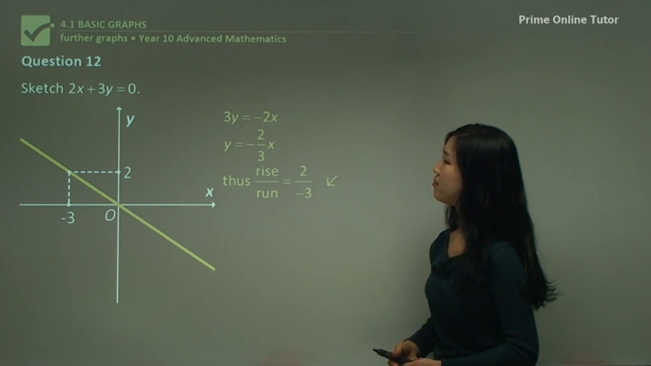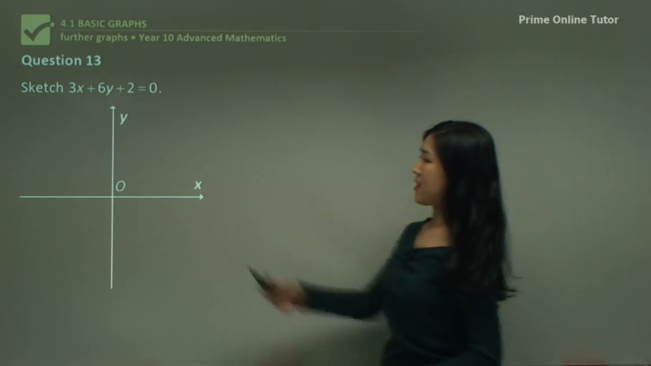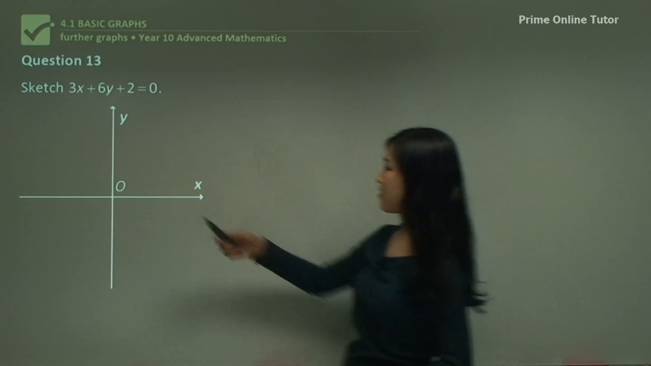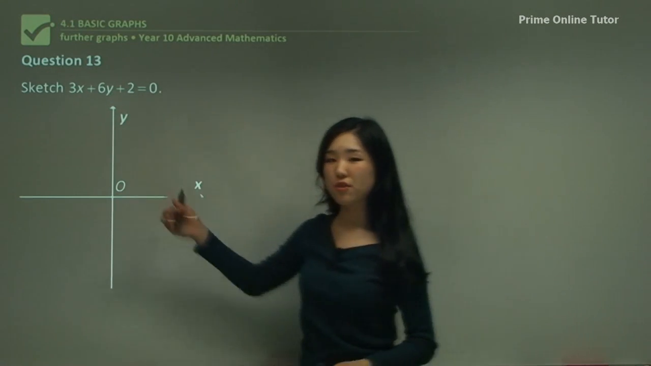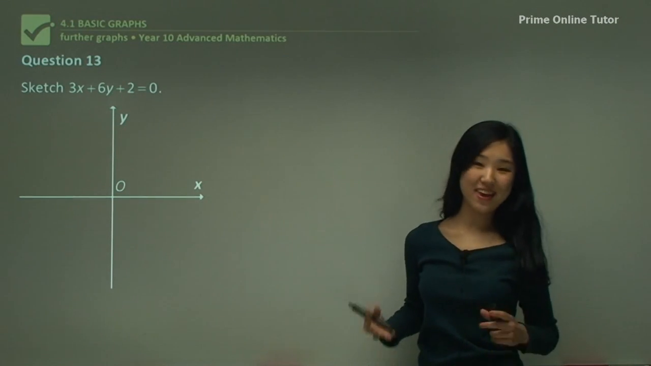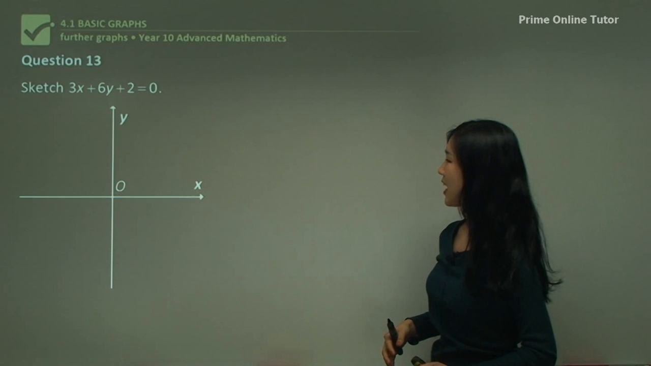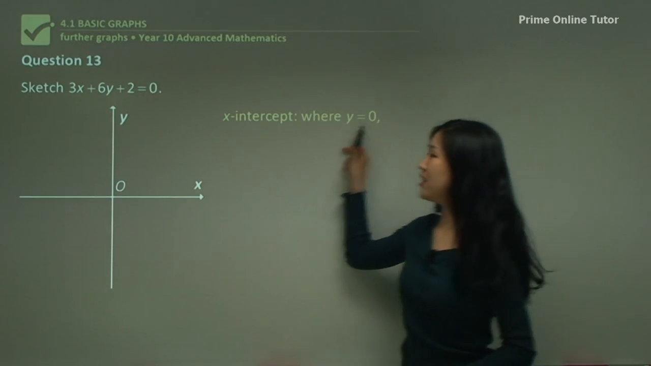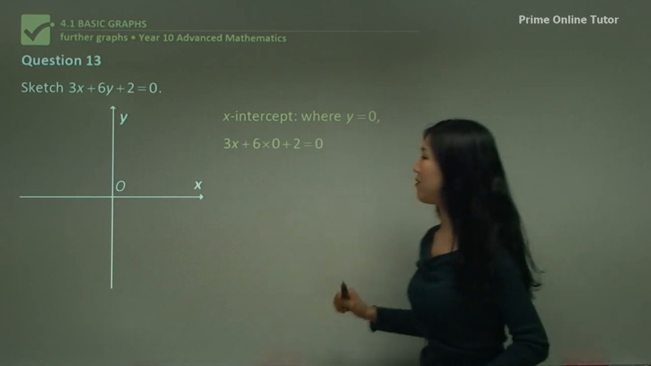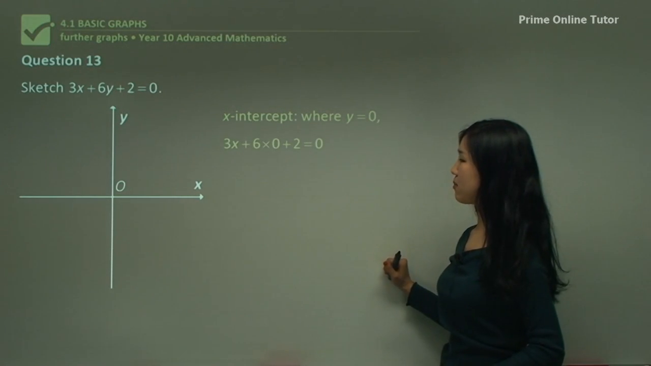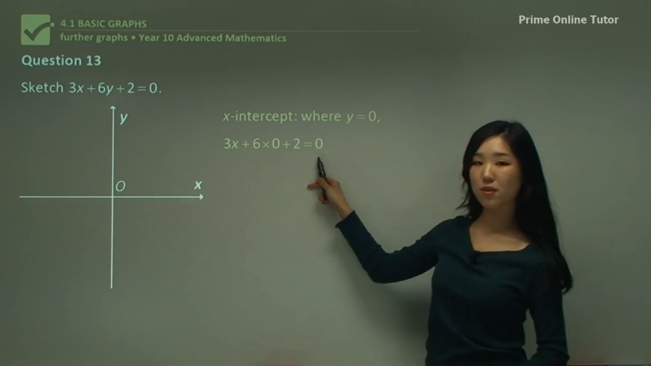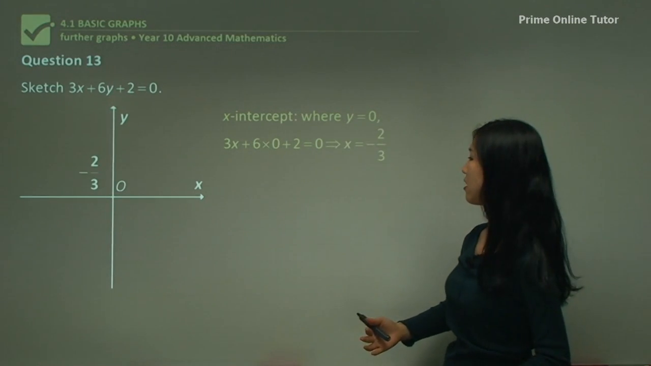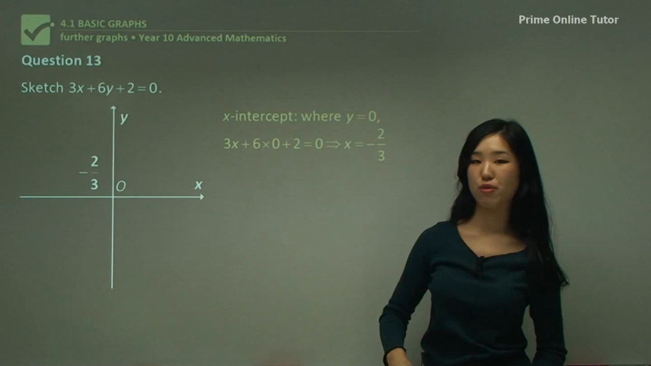That's question 12. Okay, question 13 says sketch 3x plus 6y plus 2 equals 0. Now this one, as you can see, has a number following, so we need to worry about the x and y intercepts. So I'm going to start off by finding the x-intercept by letting y equals 0. So put y equals 0 in there, just like this. So 3x plus 6 times 0 plus 2 equals 0. So find what x is, just solve it guys. You should have x equals negative 2 on 3.